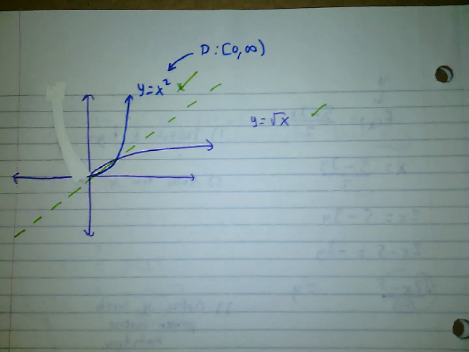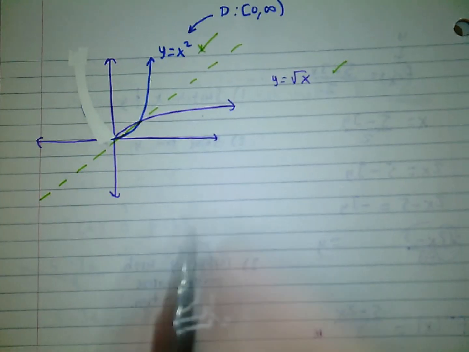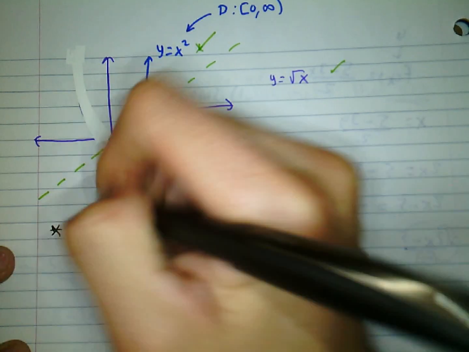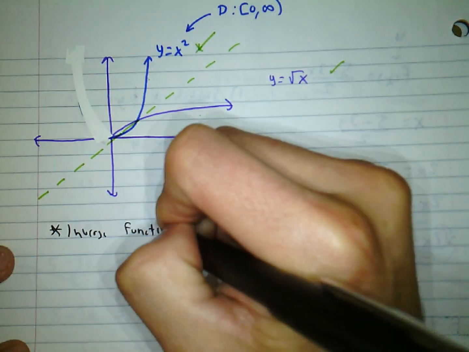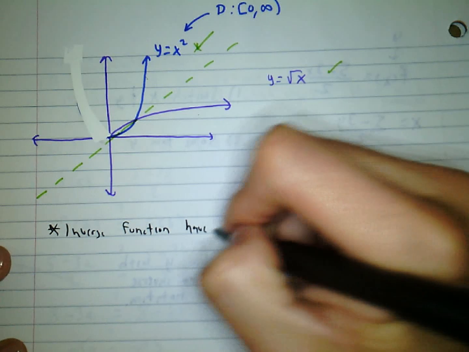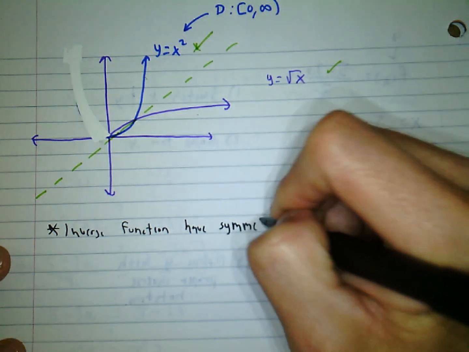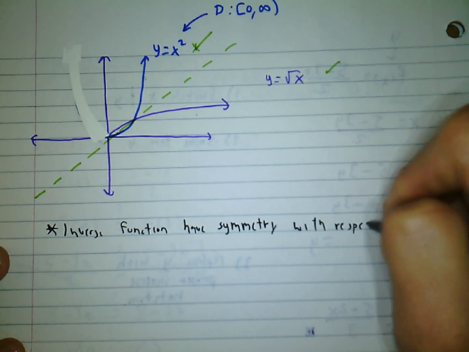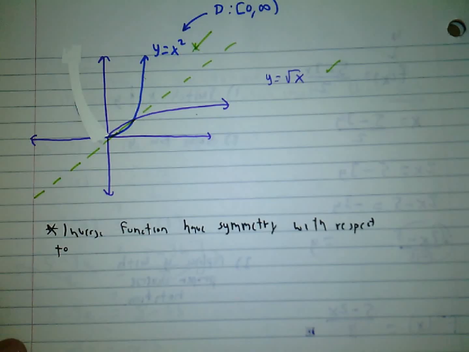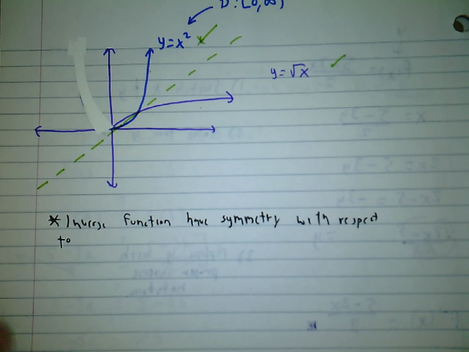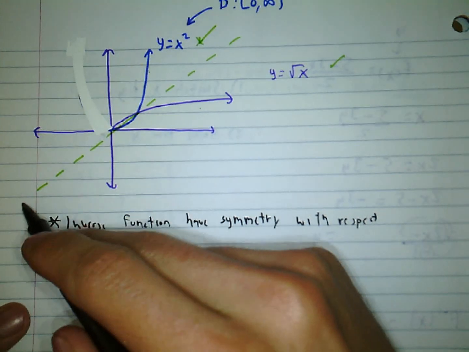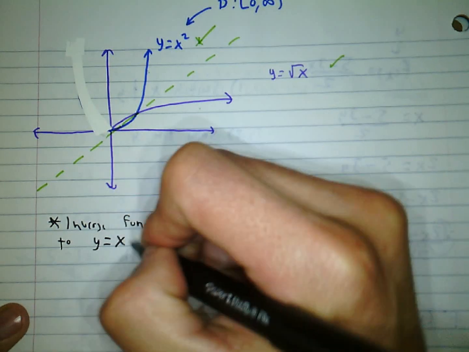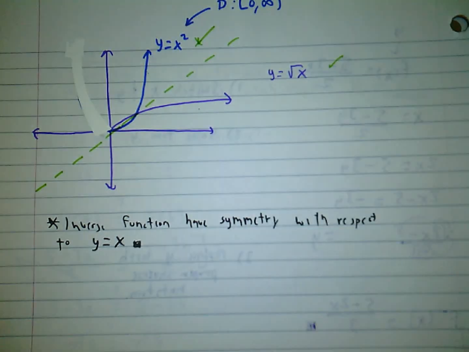So inverse functions have symmetry with respect to a very important parent function. And that function would be, think this through, what parent function looks like this? And that would be the linear function.